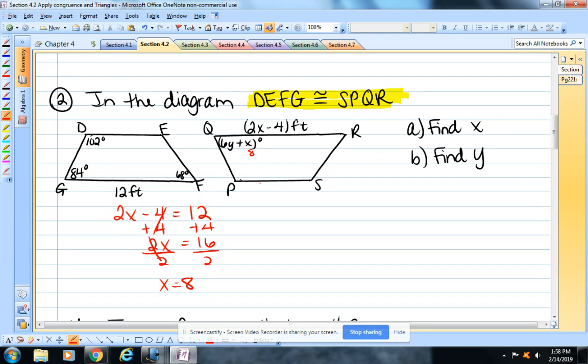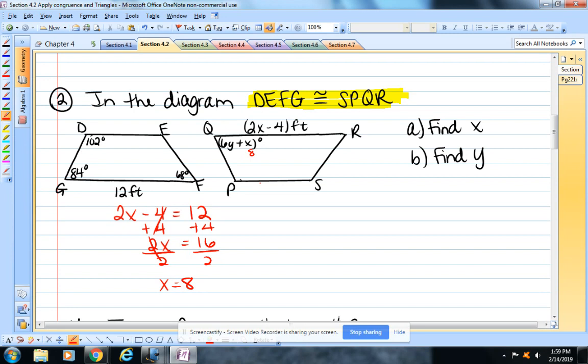And that's the measure of angle Q. Now what angle is angle Q congruent to? Here's Q. What letter in that quadrilateral is in that same position? F. And what's F? 68 degrees. Y'all see what I'm doing here? So if Q is 6y plus 8, Q is in the same spot as F, so I look for F, which is 68 degrees. So I can set 6y plus 8 equal to 68.